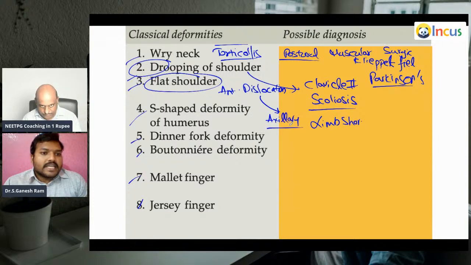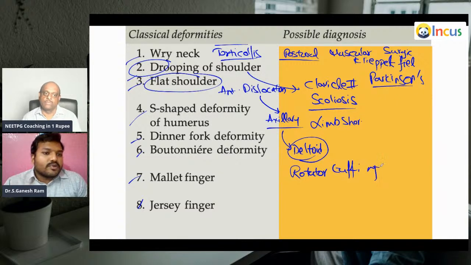So at that time there will be no support for the shoulder and it automatically dislocates. Also, in case of rotator cuff injury, there is no movement with the shoulder, it is very difficult, so they will not move, leading to muscle wastage. That also leads to a flat shoulder. But the most common would be an anterior dislocation of the shoulder.